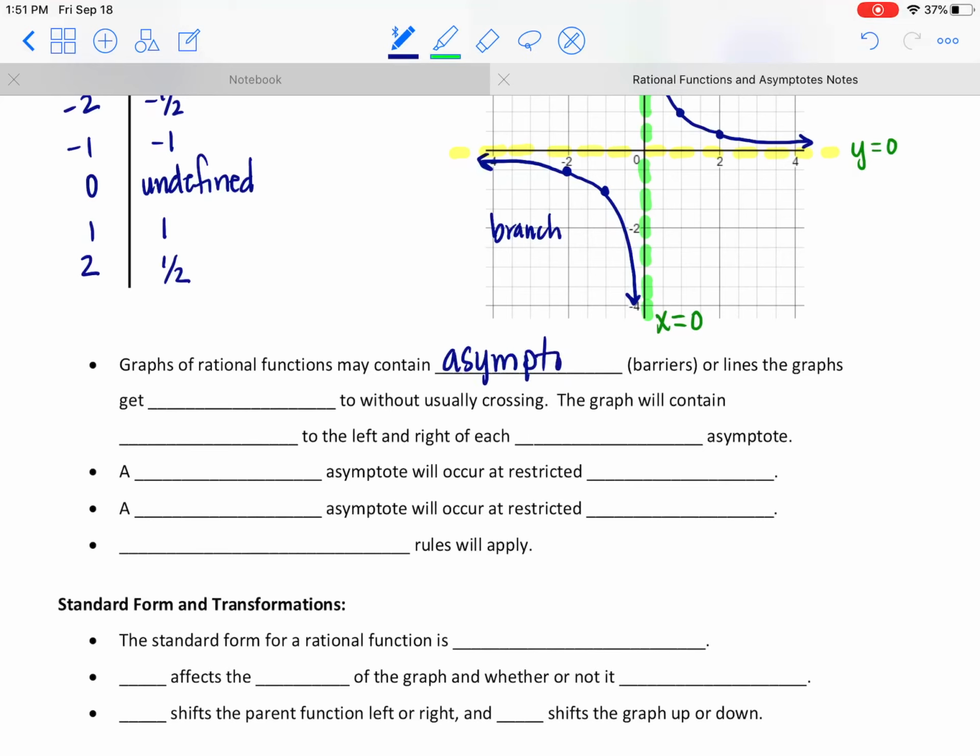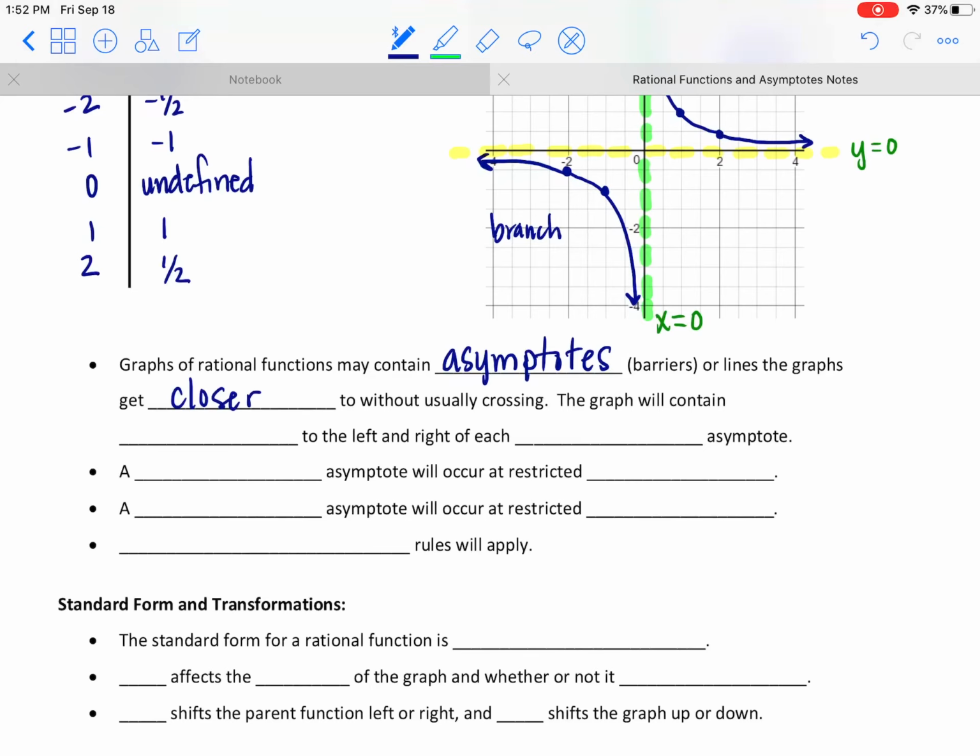So in general, graphs of rational functions may contain asymptotes. That's what we call those barriers. And again, those are those barriers. They're lines that the graph seems to be approaching, and they won't usually cross. Again, there's always these weird cases. Once in a while, you will have a graph cross an asymptote, but usually the graphs approach them without crossing. So these are lines the graphs get closer to, they approach without usually crossing.